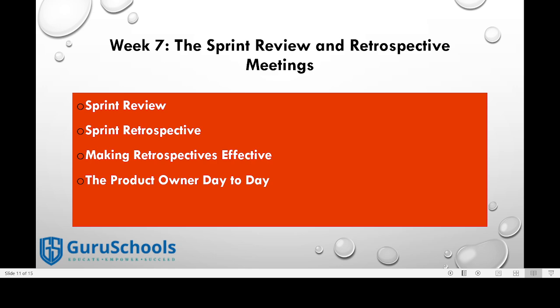In week 7, we will progress further to understand what is the sprint review and what are retrospective meetings. We will understand how various team members can ensure that the retrospectives are effective and efficient in terms of ensuring that the suitable feedback is relayed and understood by the teams. We will also discuss in detail what are the day-to-day activities that the product owner actually performs as part of his role when building a product or managing product development.